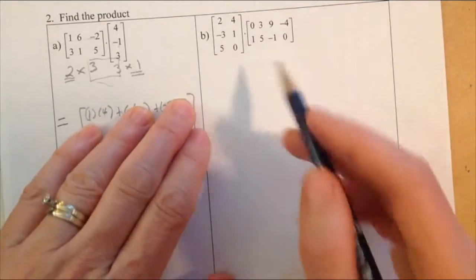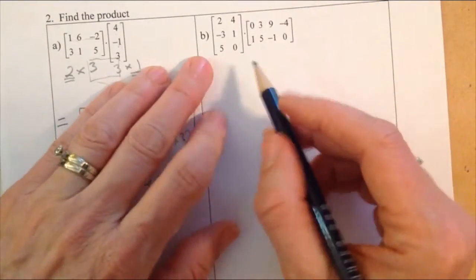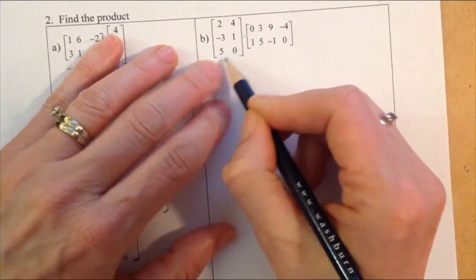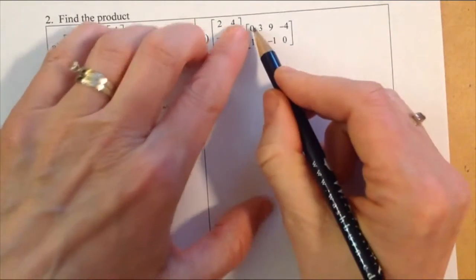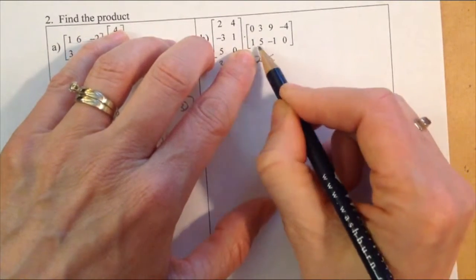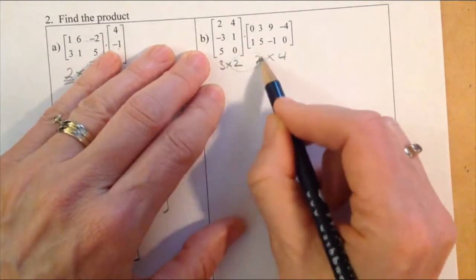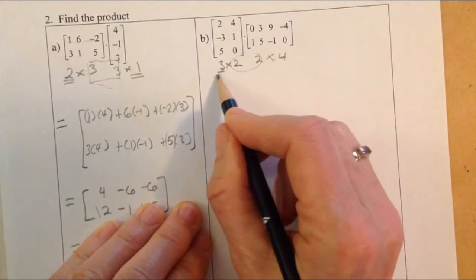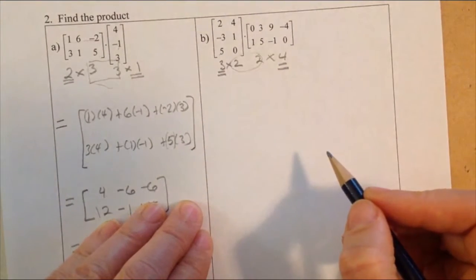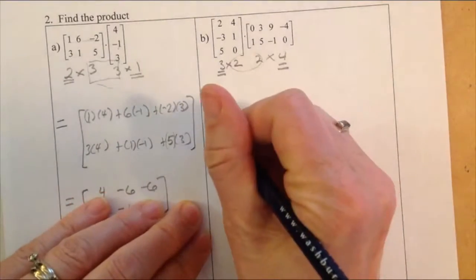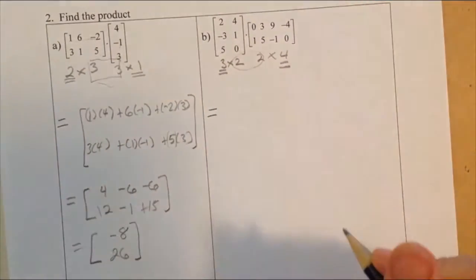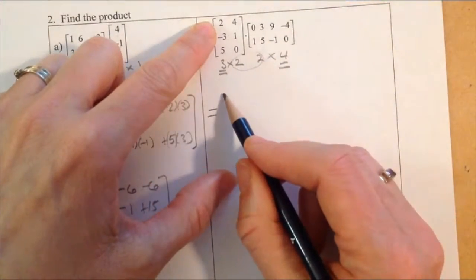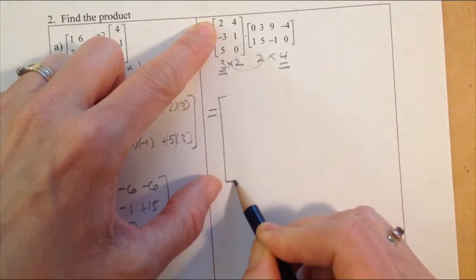Okay, now if we look at B, this one's going to involve some more multiplications. Again, let's check the dimensions. This starts as a 3 by 2, and this is a 2 by 4. So the middle ones match. That means we're allowed to do this, and we're going to end up with a 3 by 4 matrix. Okay, so I'm not going to write down all of these products. We're going to do the products in our head and just write down what we're going to add, subtract together. Hopefully you have room to write this down.